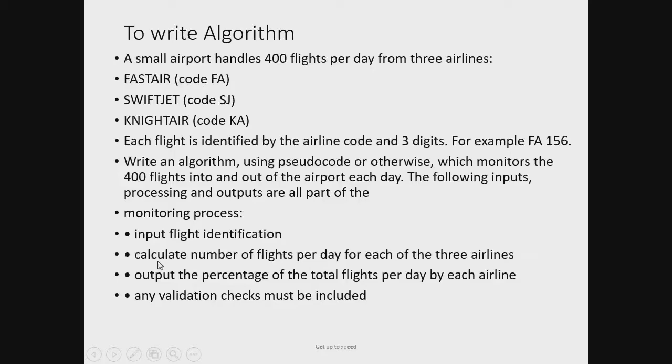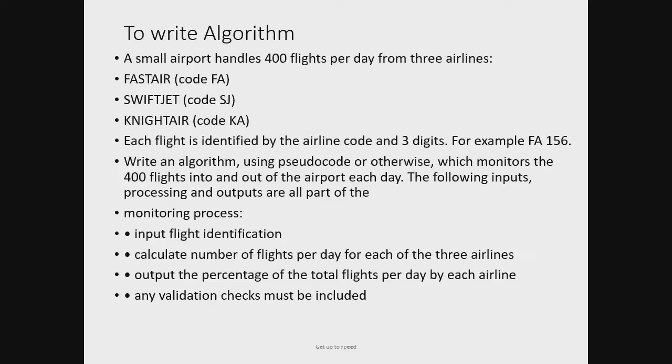Your program should calculate the number of flights per day for each of the airlines. That is, if you talk about FA, how many of them came in today or departed? If you talk about SJ, how many of them came in or departed? If you talk about KA, how many of them came in or departed? At the end of the day, your algorithm or your program should be able to tell us the percentage for FA, the percentage for SJ, the percentage for KA.